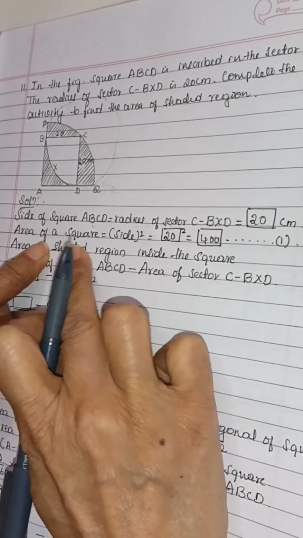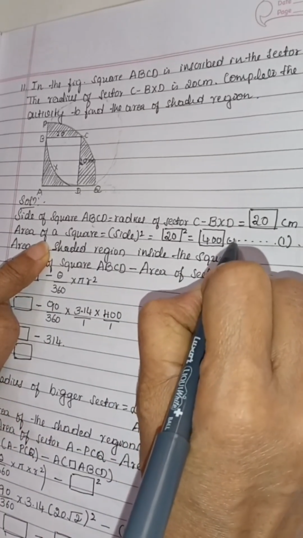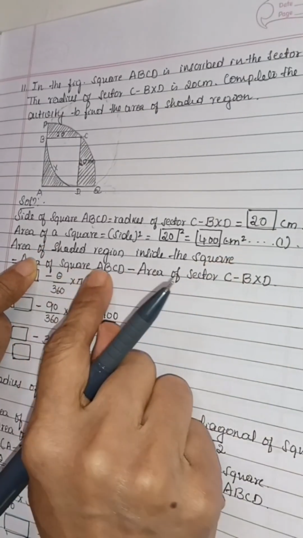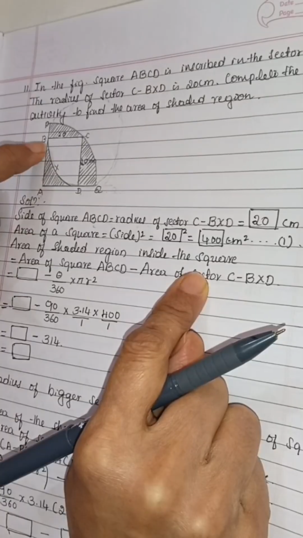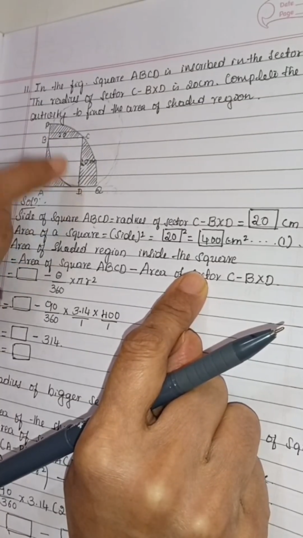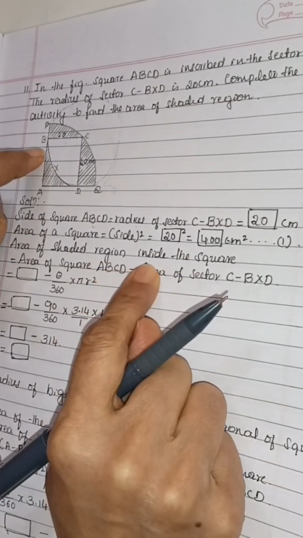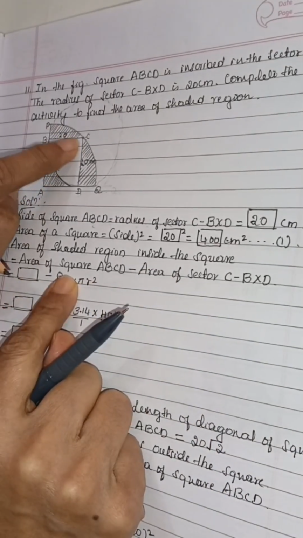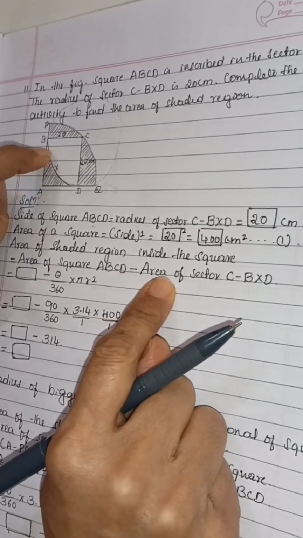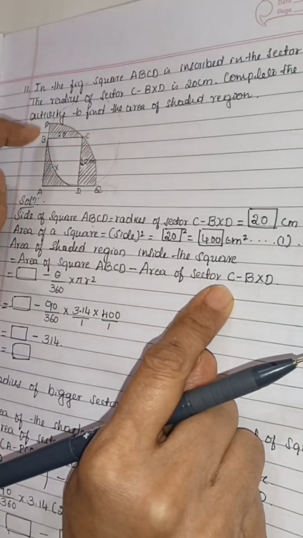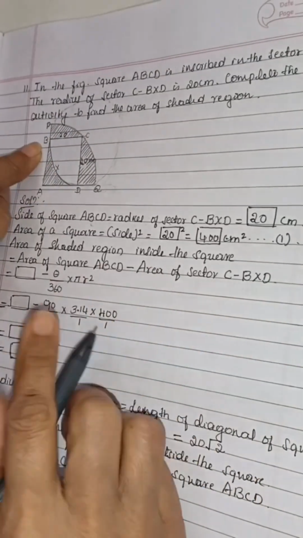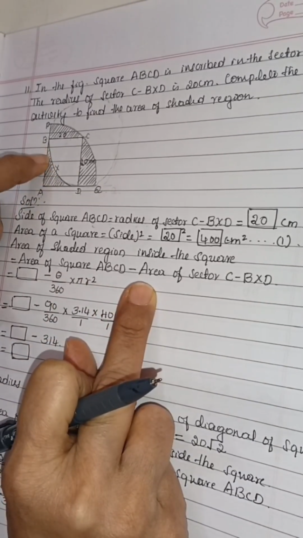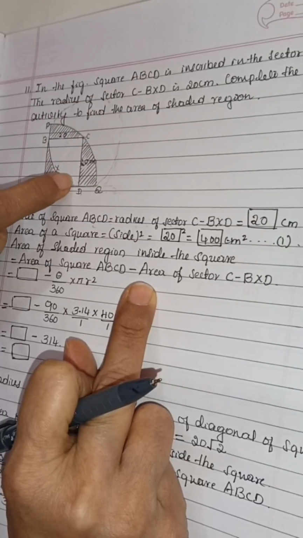This is the area of a square. We have to write the unit, centimeter square: 400 centimeter square. Area of the shaded region inside the square. ABCD is a square. The area of the shaded region inside the square is equal to the area of square ABCD minus the area of the sector CBXD.